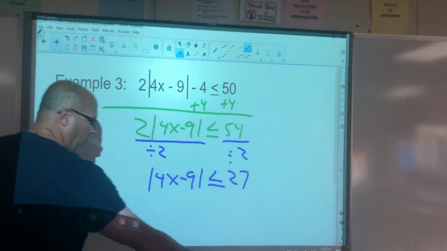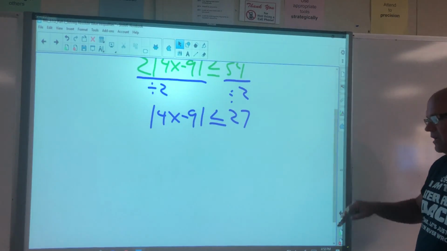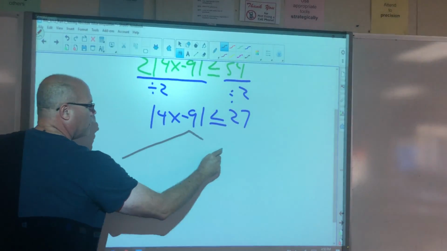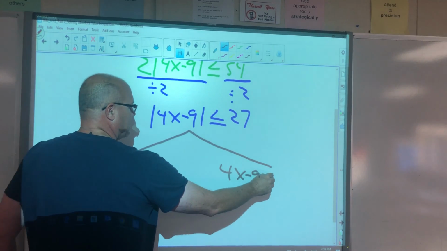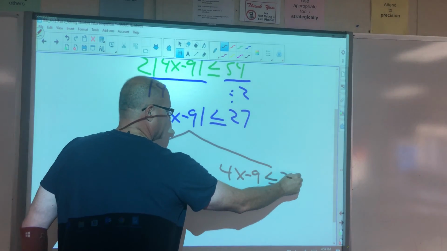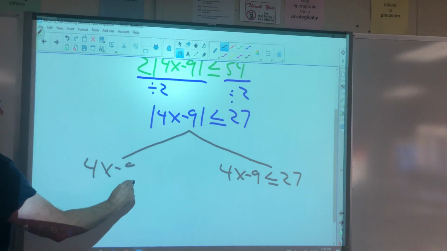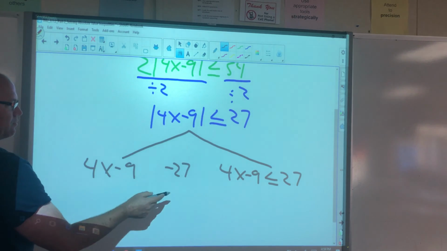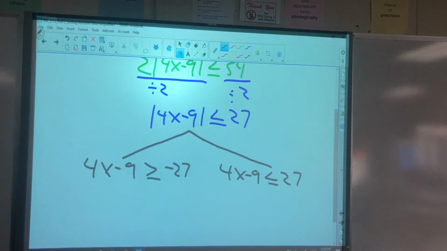All right, now we're in business. We've isolated the absolute value bars, and we need to write 2 inequalities. So I know I can have 4x minus 9 is less than or equal to 27. And I know I'm going to have 4x minus 9. Wait a minute, I need to have negative 27, so we're multiplying by negative 1. So I flip the sign, greater than or equal to.